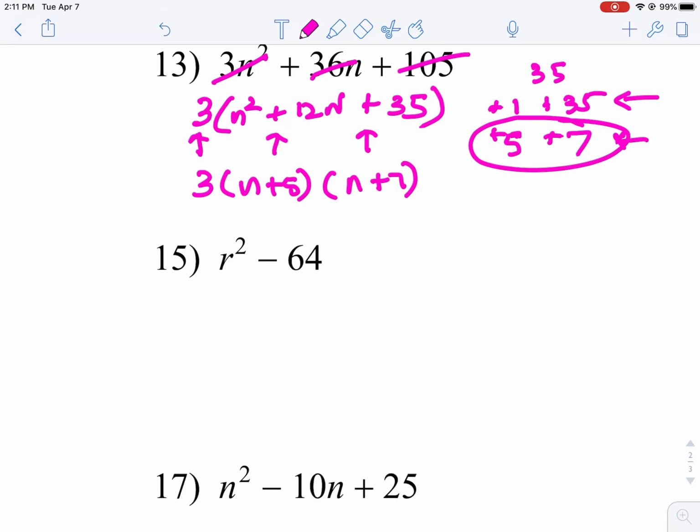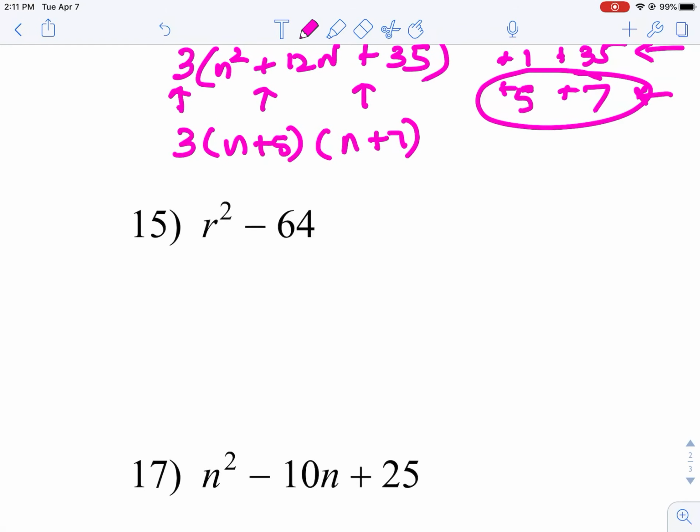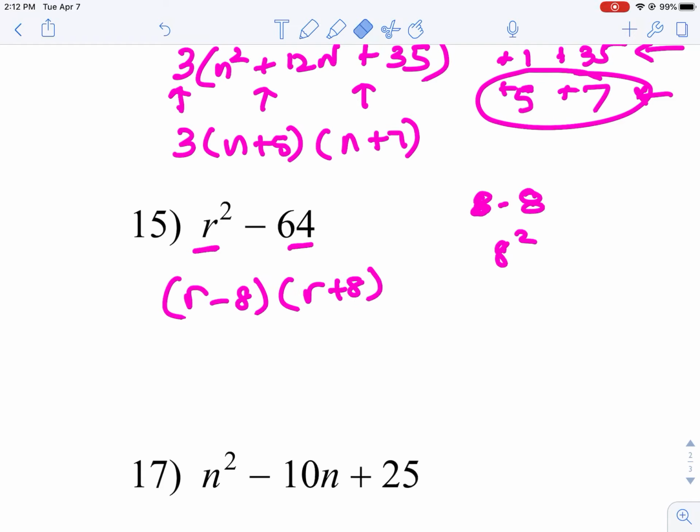Number 15 is a binomial. There's no greatest common factor, so we have to look to see if it's a difference of squares. That's a perfect square, and 64 is a perfect square because that's 8 times 8, so it's 8 squared. So this becomes r minus 8 and r plus 8.